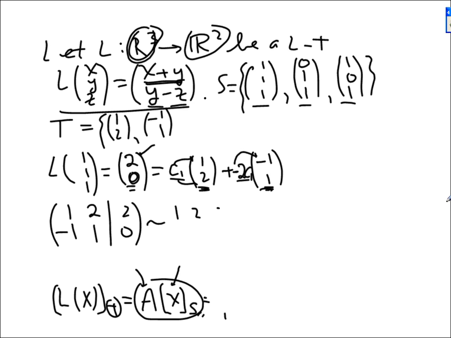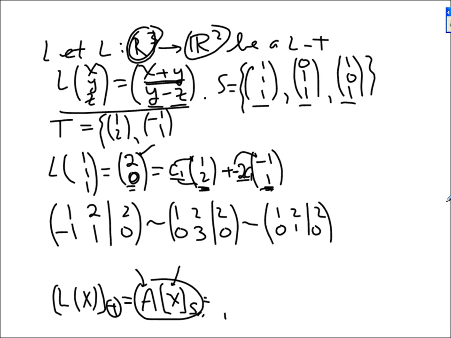I'll keep row 1 the same. I'll add row 1 and row 2 for the last one. 0, 3, and 0. I'll divide the second row by 3. 0, 1, 0. Now, amazingly, I'm not getting the same answers.